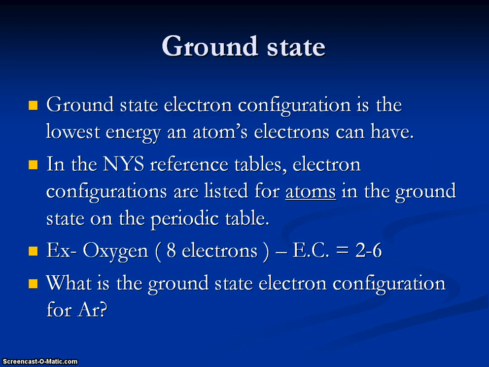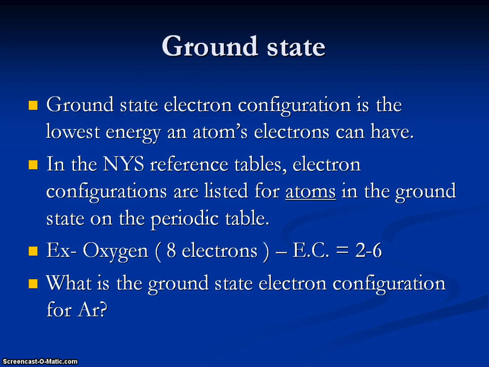Remember, atoms are neutral. They have the same number of protons and electrons. So, for oxygen, oxygen has 8 electrons. It's atomic number 8. Look right below the atomic number for oxygen. See the 8? Look right below it. The electron configuration is 2,6.